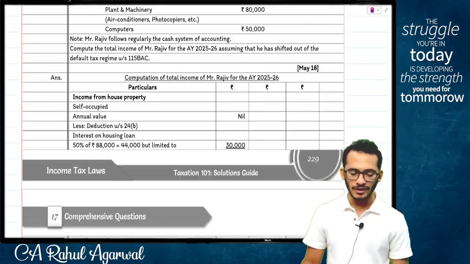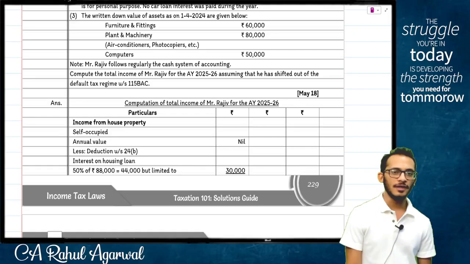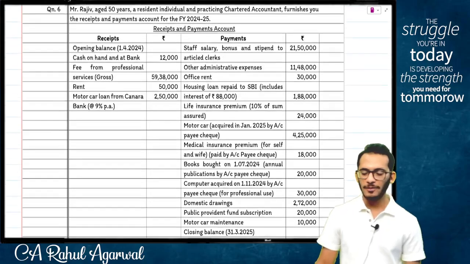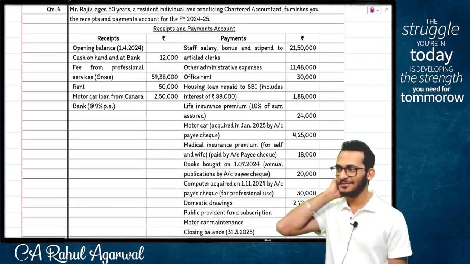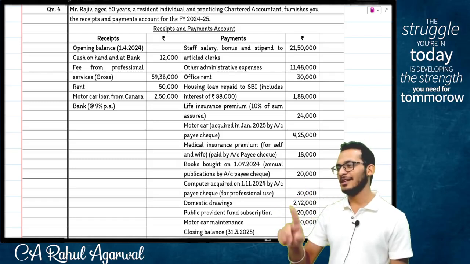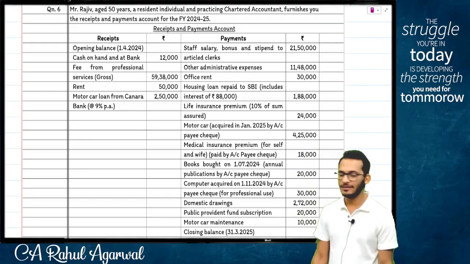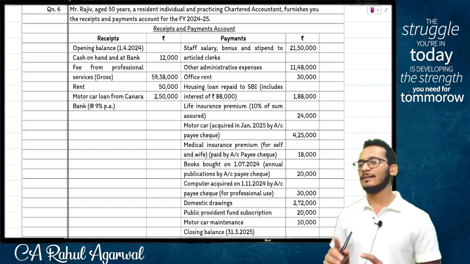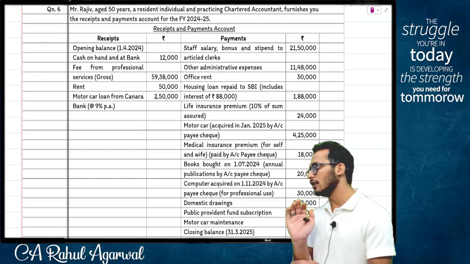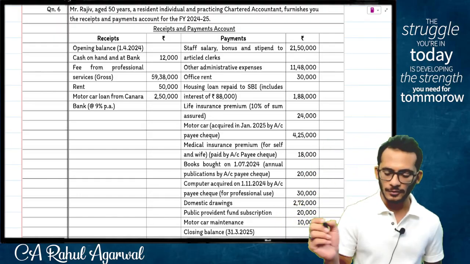Ignoring the table, people, I'm looking at the bottom. The bottom says you're required to compute total income of Rajiv, assuming he shifted out of default tax regime. Person is going for ATR. I'm looking at the top, people. I start from the left side. It's always start from income side. Looking at the items, you'll tell me whether to take for business or not. If it's not for business, you'll tell me which head to report.